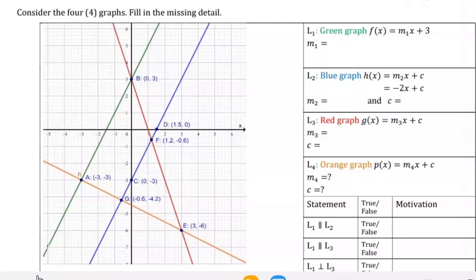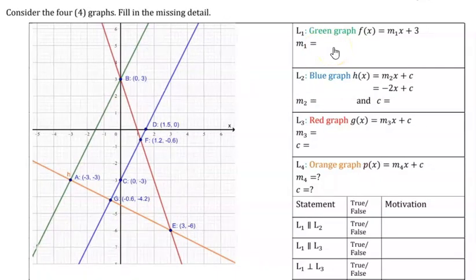So if I look at the green graph here, the green graph is L1, line 1, and we see that the points A (-3, 3) and B (0, 3) lie on that line. So to find the slope, M1, I will just have to use my formula, change in y. So it is 3 minus 3 divided by 0 minus 3. If I compute that, I get 6 over 3, so I have a positive slope of 2.